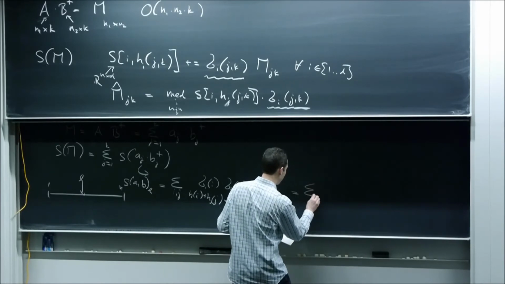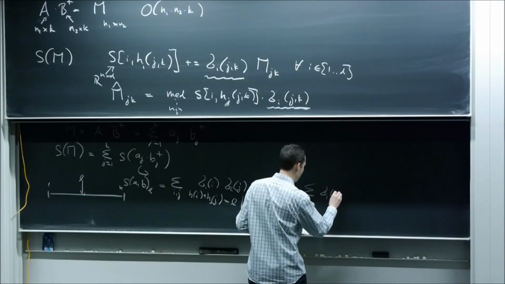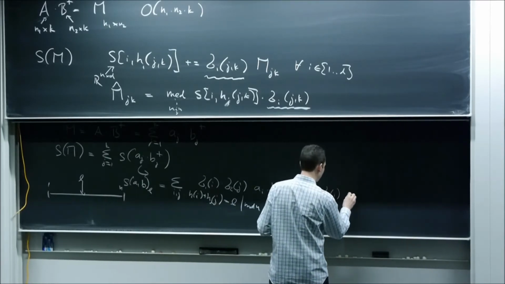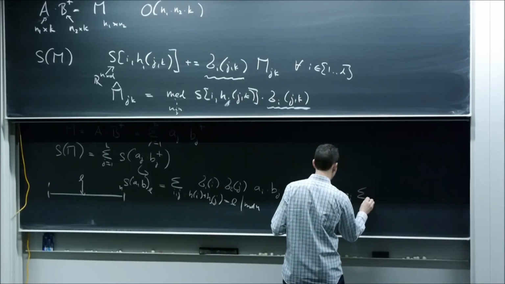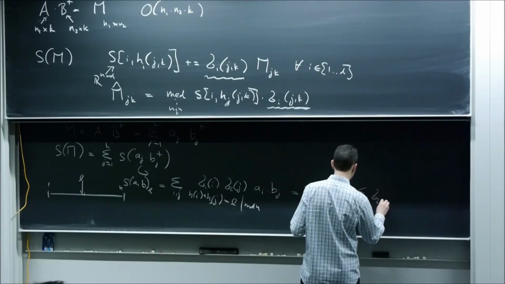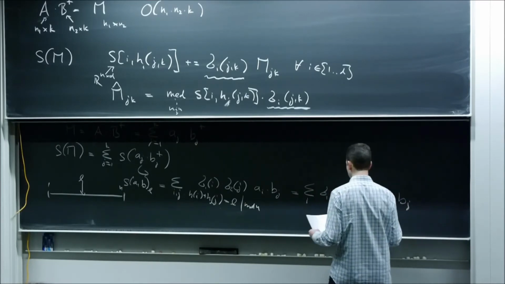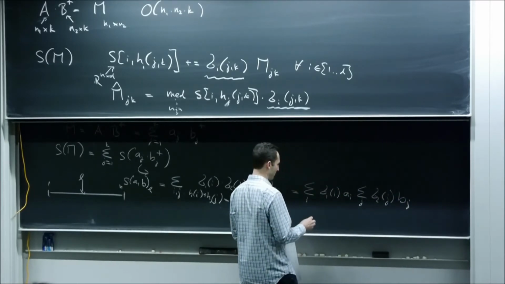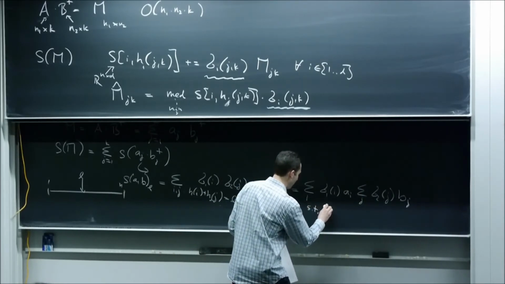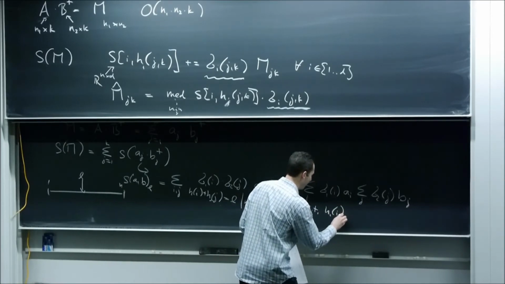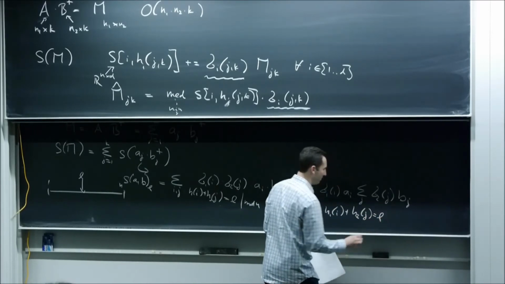It's basically the sum over i, sigma 1 of i, a_i, sum over j, sigma 2 of j, b_j, under the condition hash 1 of i plus hash 2 of j equals L.